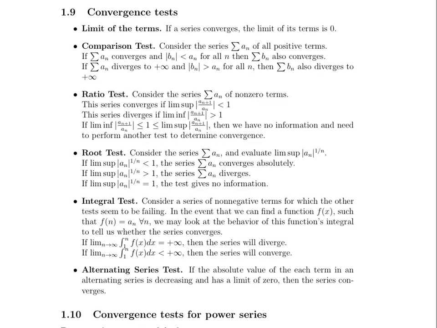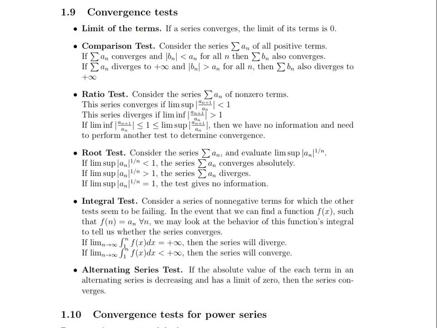Well, first things first. If a series converges, the limit of the terms is 0. Again, the limit of the partial sums exists and is finite, but the limit of the terms is 0. The first thing that we can use to determine whether a series converges is the comparison test.